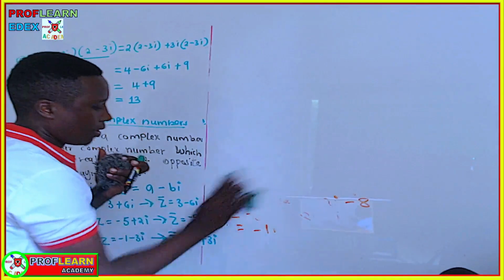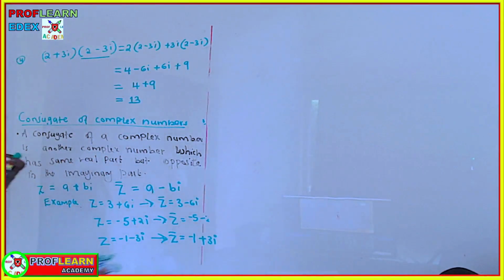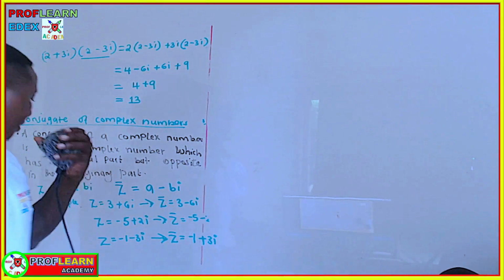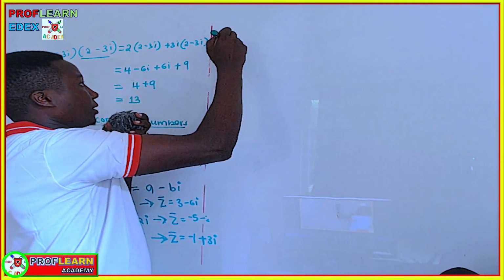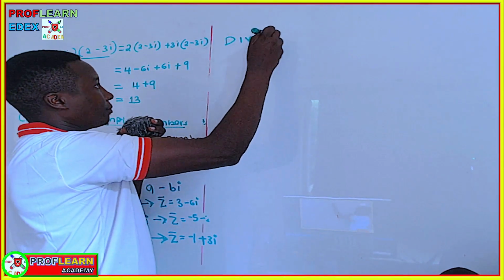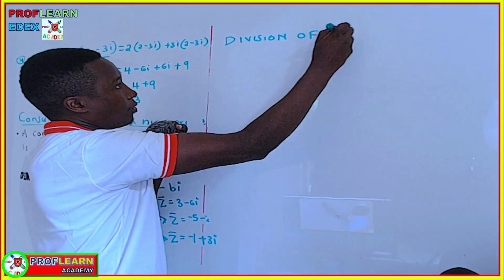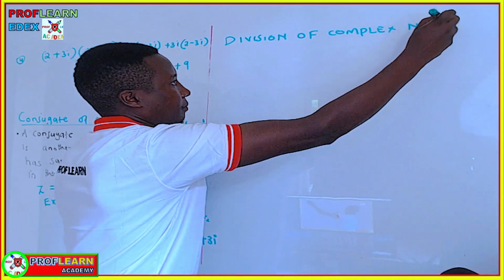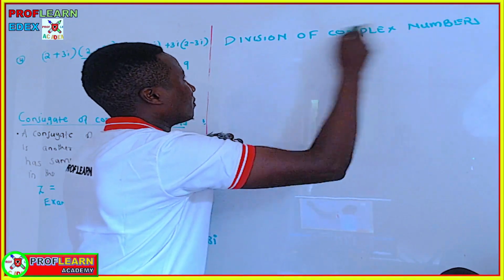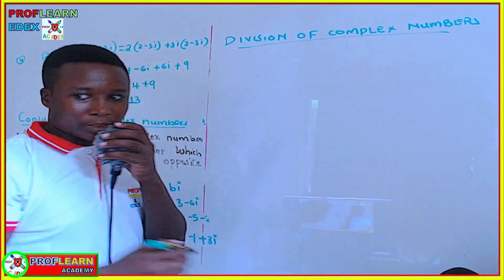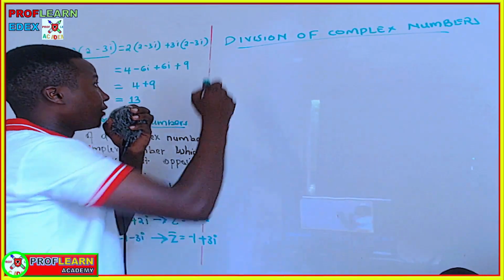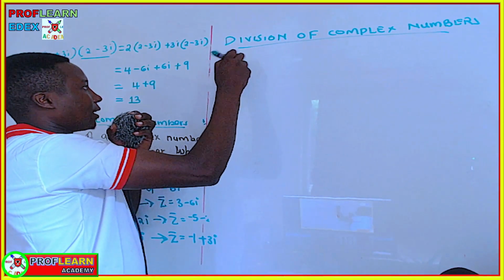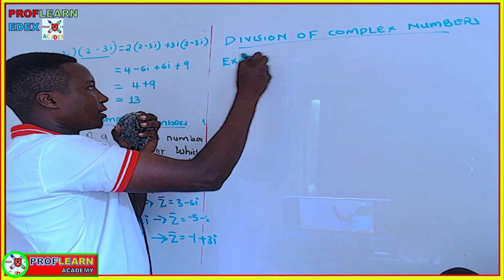Now we need to move to division, and we shall see how we use this conjugate. So, division of complex numbers. You may be given questions whereby you are supposed to divide two complex numbers. Let's look at an example at this given point.